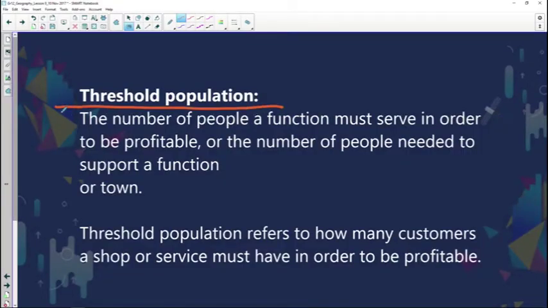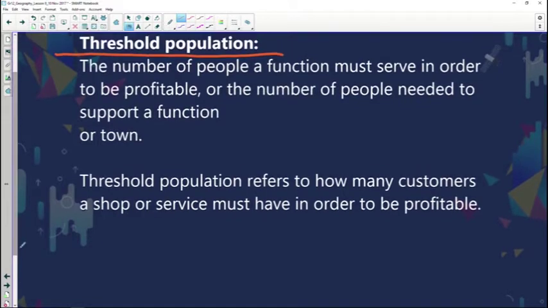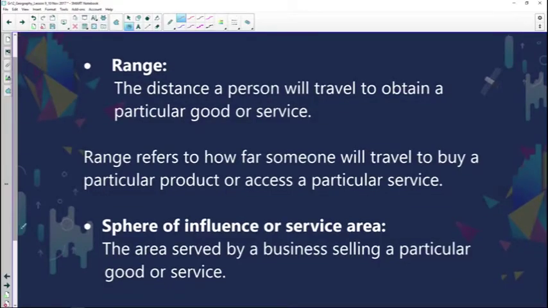Now, like I've mentioned before, the threshold population is the number of people a function must serve in order to be profitable, or the number of people needed to support a function or town. That's how many customers you need. Obviously, with low order goods, you basically need a lot of customers to make profit. But it's possible because people need those low order services and goods on a daily basis. Now, the range is the distance a person is willing to travel.